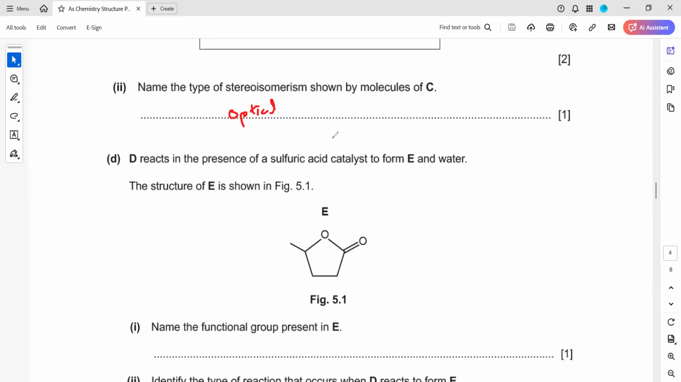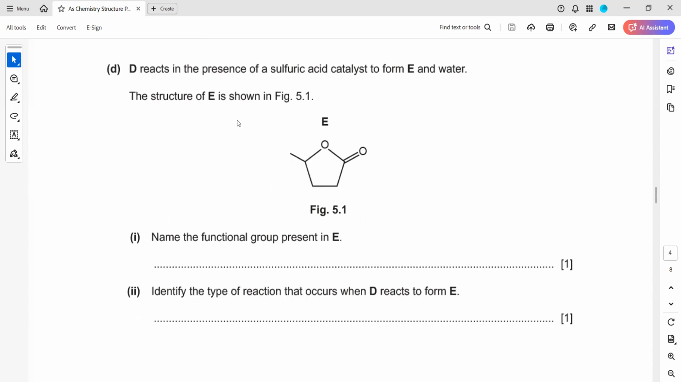How to draw optical isomers, and optical isomerism itself, is not for Edexcel students. You will learn it, but not now. In A2, you will learn in detail about optical isomers.